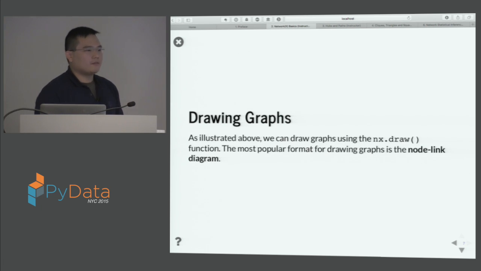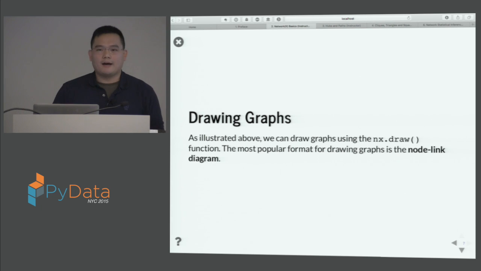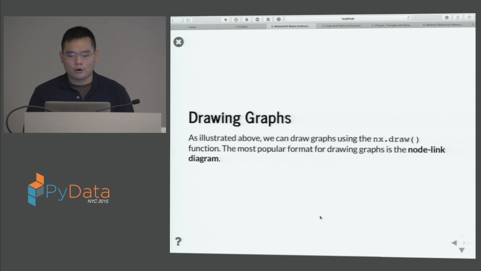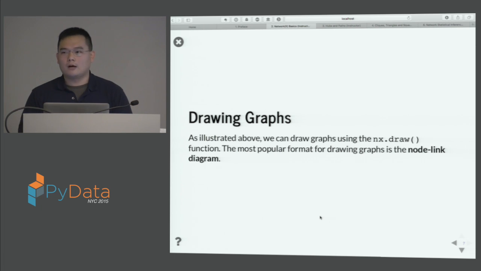Okay, so the final part of this notebook is on drawing graphs. And I have no coding challenges there. I just want to quickly run through an overview of how you would draw networks.